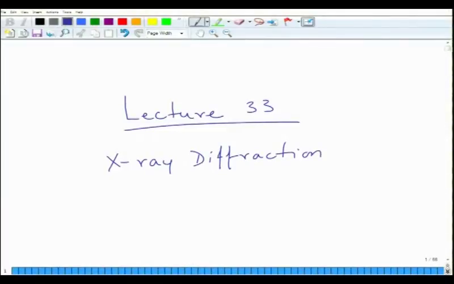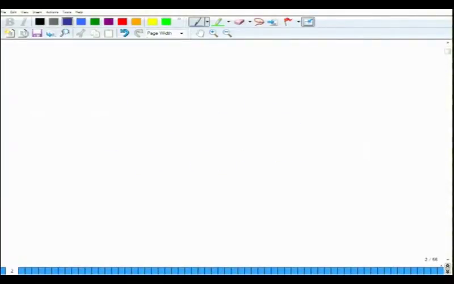Okay, so today we begin a new lecture and we will continue on X-ray diffraction, which we started in the last class. Let me begin with a bit of recap of the last lecture. We finished discussing the structure of materials, concluding with the structure of polymers. So in this lecture we started talking about X-ray diffraction.